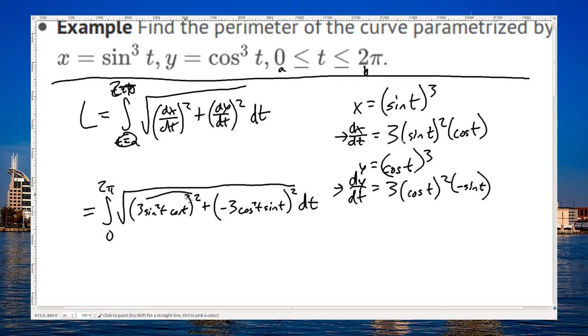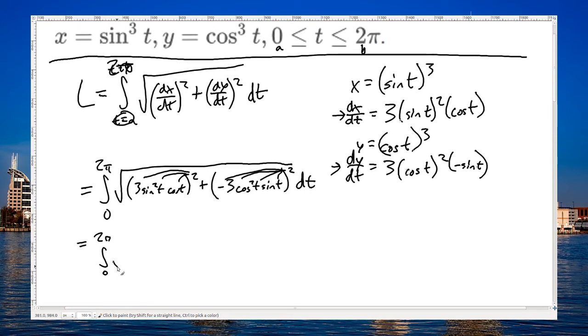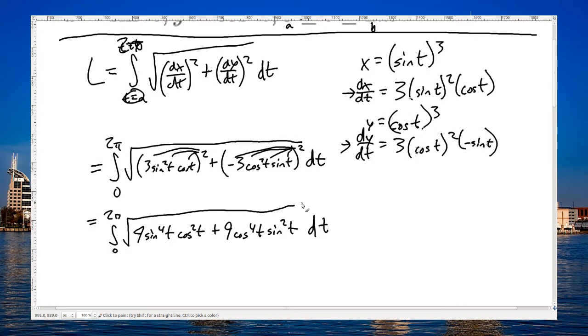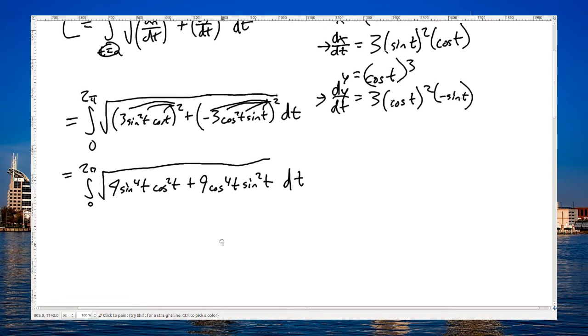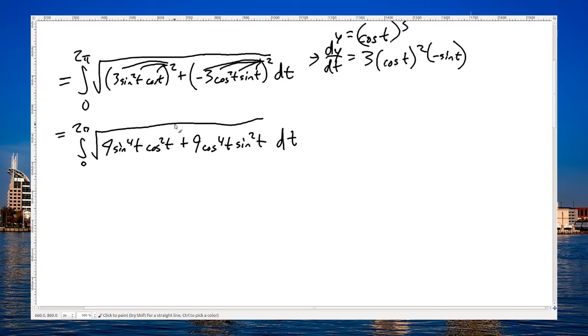We can distribute the square, though, and we should distribute the square everywhere here and here. So that gives me the integral from 0 to 2 pi, square root, 3 squared is 9, sine to the 4th t cosine squared, plus here we get 9 cosine to the 4th t sine squared dt. All right, so now I cannot split up that square root. I really want to, but I can't because of this plus here in the middle.